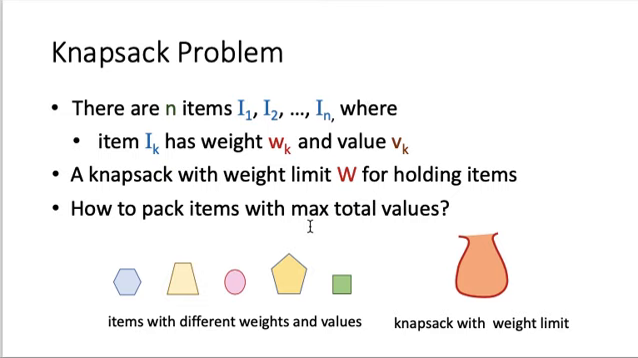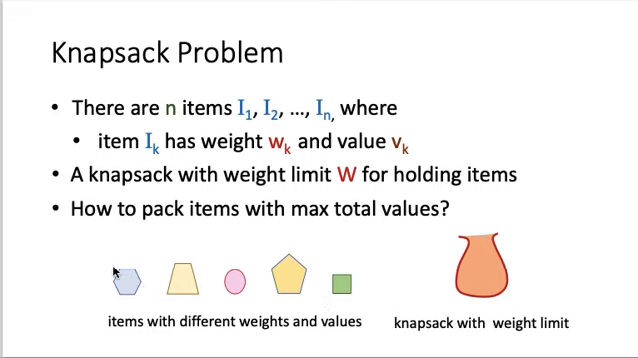Now each of these items has a weight. So this item Ik has a weight Wk. And the item also has a certain value. Let's call it Vk. So we have items here. Each item has some weight and has some value.